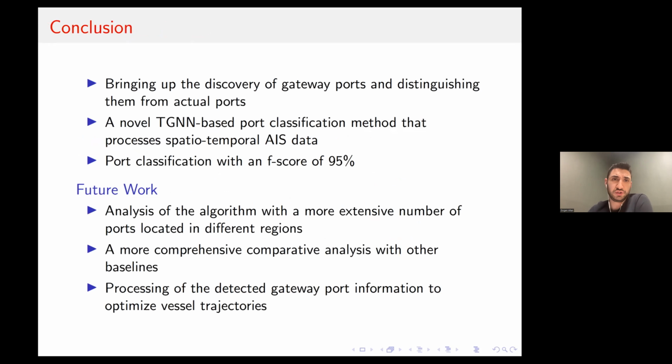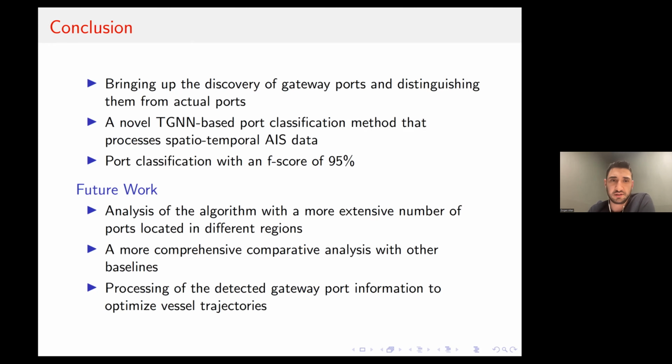So in conclusion, we believe that it's quite important to bring up this discovery of these gateway ports. We provided a novel TGNM-based port classification method that processes spatial-temporal data, and we have seen that on a real-world data set, our method achieves an F-score of 95%.